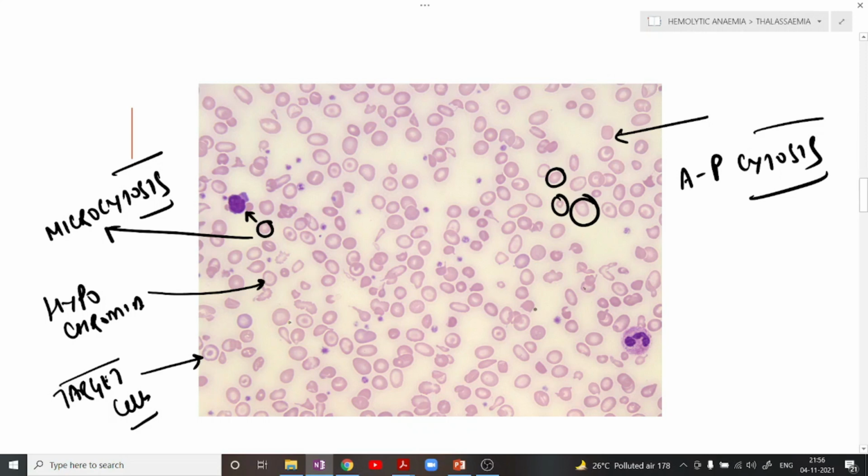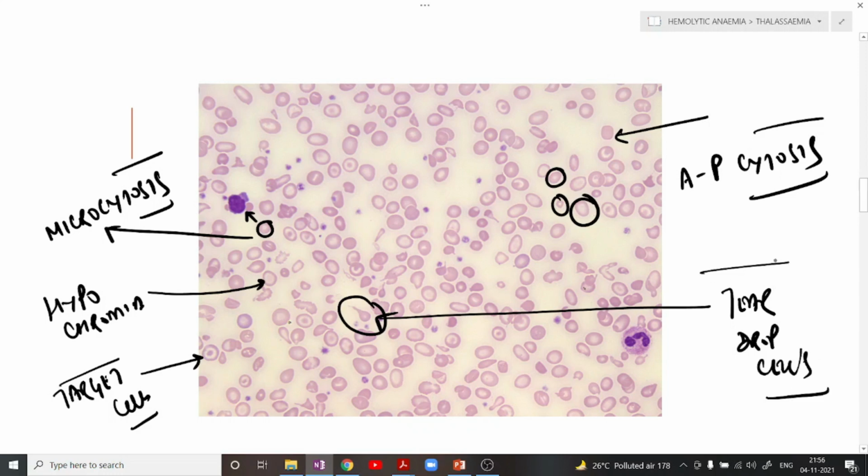So basically this is presenting as a hemolytic picture. Also there is a presence of what are these? These are teardrop cells. So this is the classical peripheral blood picture of thalassemia major, showing hemolytic features and certain characteristic peripheral blood features.